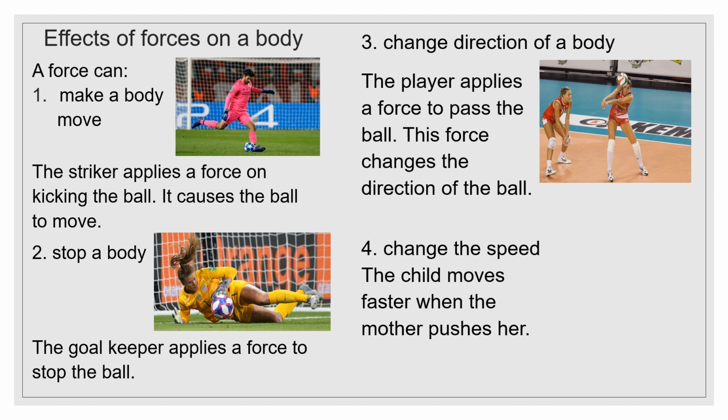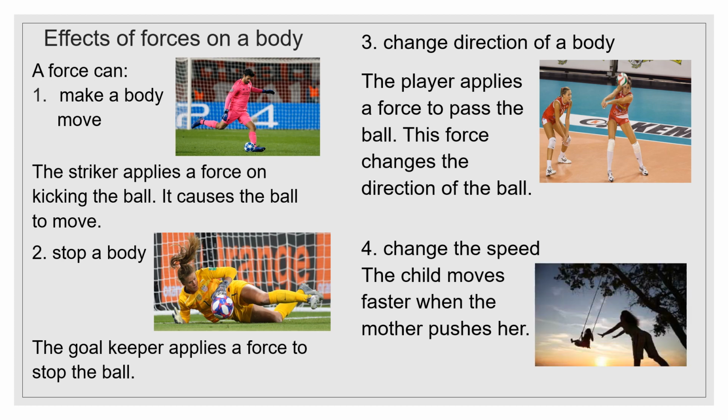Now, when the player applies a force to pass the ball to someone else, this force changes the direction of the ball. The lady is pushing the child on the swing, and the child goes faster. So these are the effects of forces on the body. The force can make a body move. It can cause a body to stop. It can produce change in direction, or it can make it move faster.